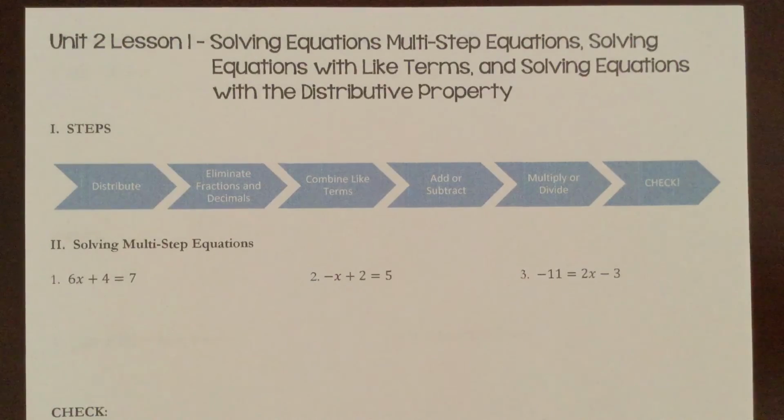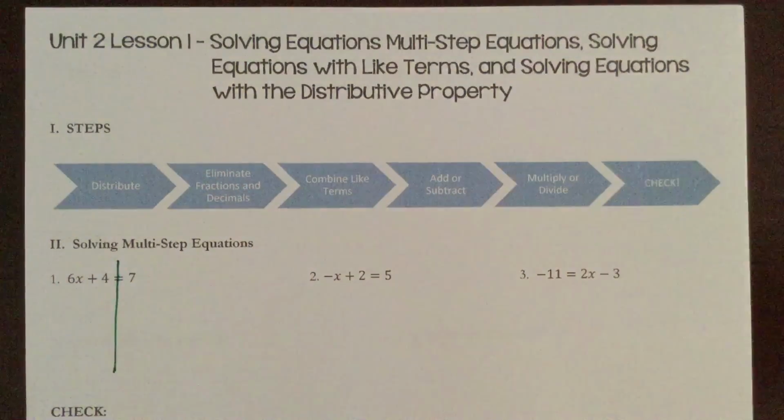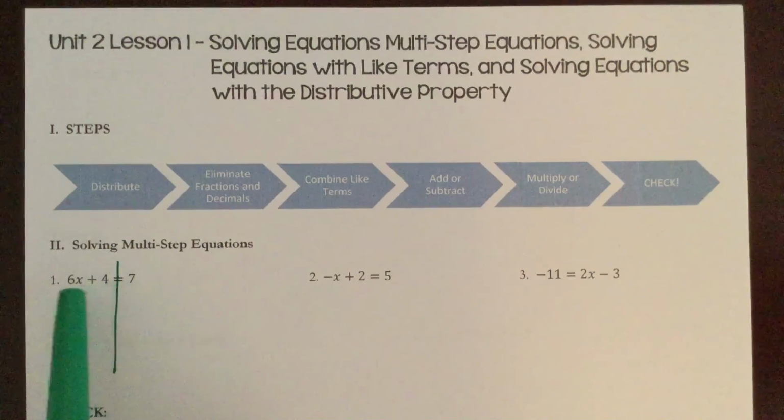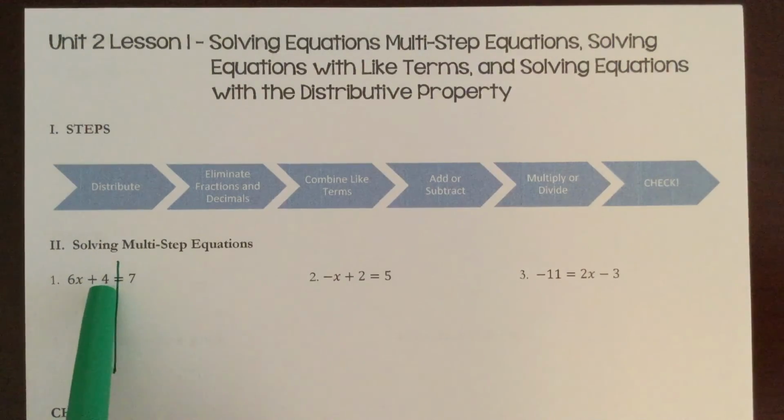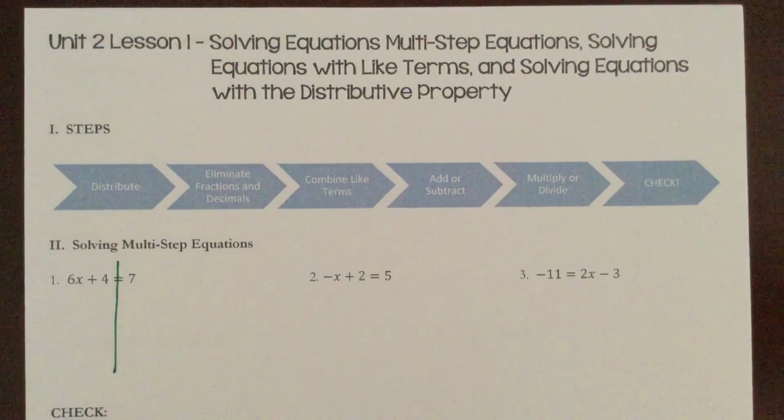For our first problem, 6x plus 4 equals 7, I like to draw a line through my equal sign to differentiate the left-hand side of the equation from the right-hand side of the equation. Step number 1 asks us to distribute. There is nothing to distribute for this problem. Step number 2 asks us to eliminate fractions or decimals. There are no fractions or decimals here. Step number 3 asks us to combine like terms. On the left-hand side of the equal sign, 6x and 4 are not like terms, so they cannot be combined. On the right-hand side of the equal sign, we simply have the number 7.